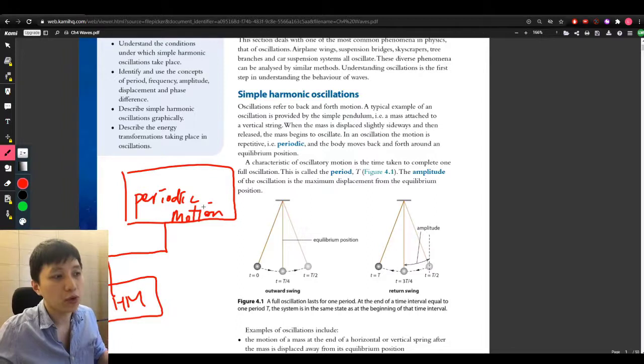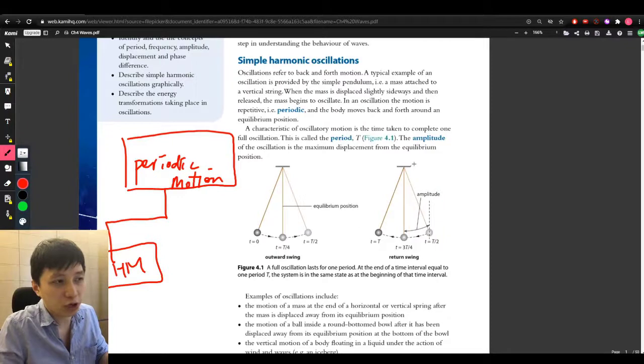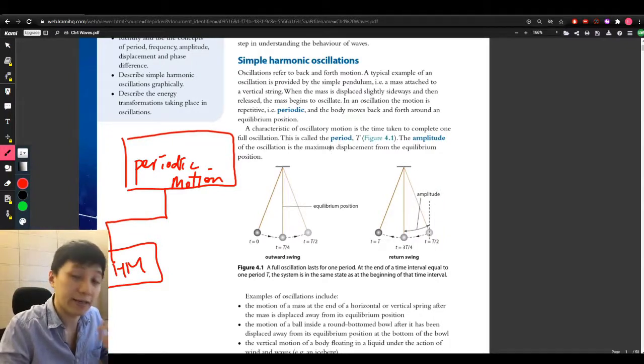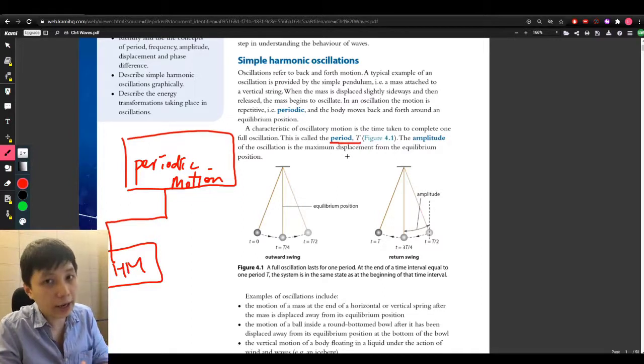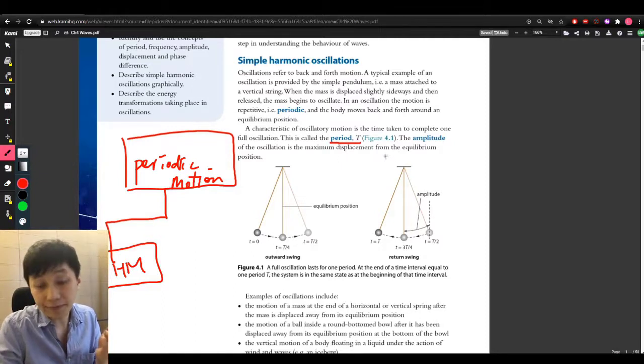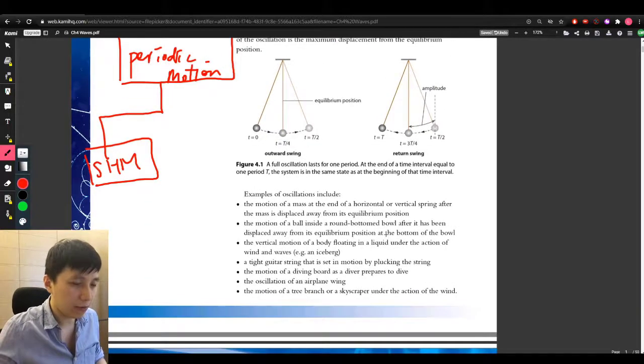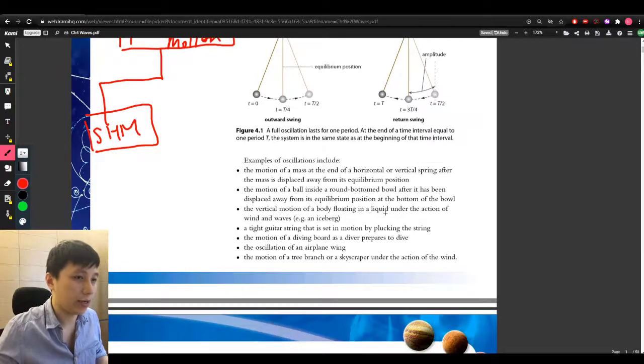So that means if you want to categorize a certain motion into simple harmonic motion, you have to fulfill more requirements. Before we get to this, let's look at what could be periodic motions first. So first of all, whenever you talk about periodic motion, of course, there must be a cycle that repeats itself, and therefore you must be able to measure the time of the cycle. We call it period. Secondly, there must be something moving, and that's called the amplitude. And here is a list of periodic motion that you can go through.